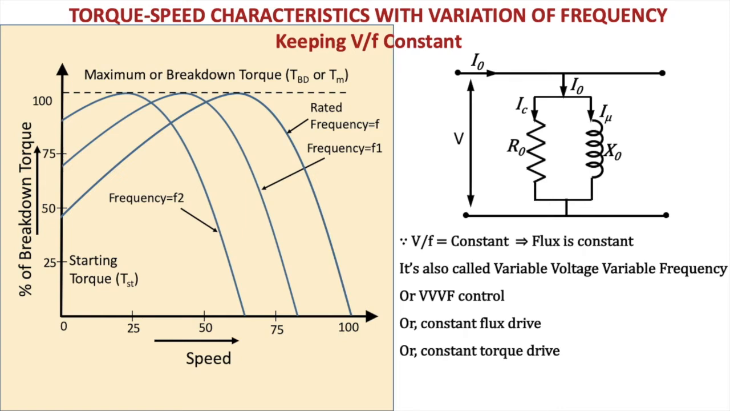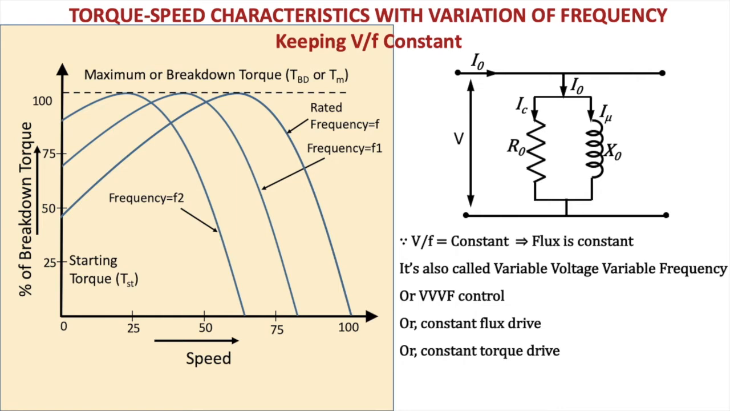Now what we talked about, the saturation, can be understood by this equivalent circuit. That is, your X0 is dependent on the supply frequency. So this magnetizing reactance X0 is equal to 2 pi f L0. So if the frequency reduces, X0 also reduces, and therefore this magnetization current I mu will increase.